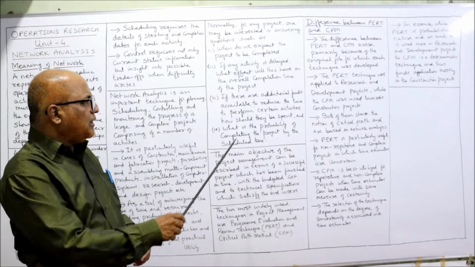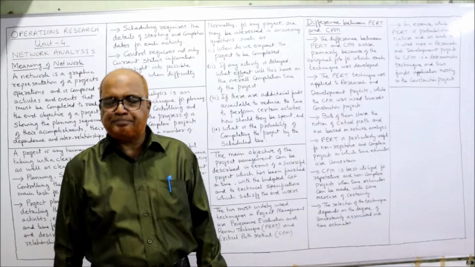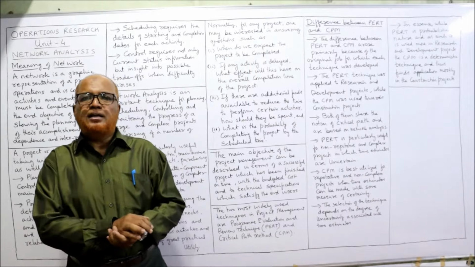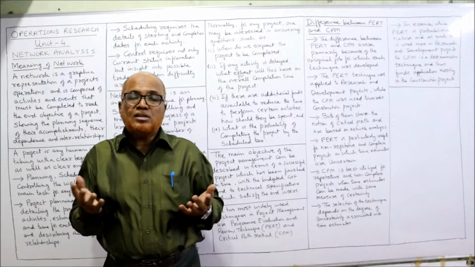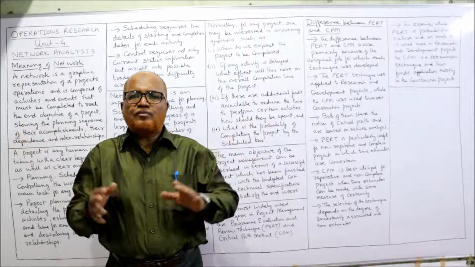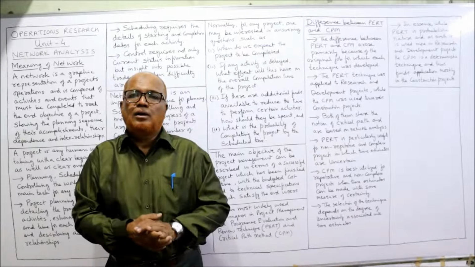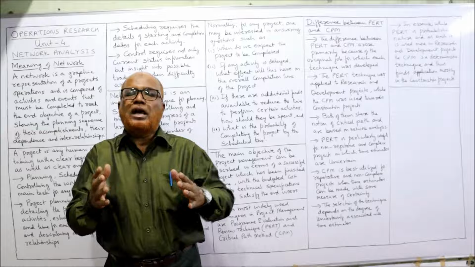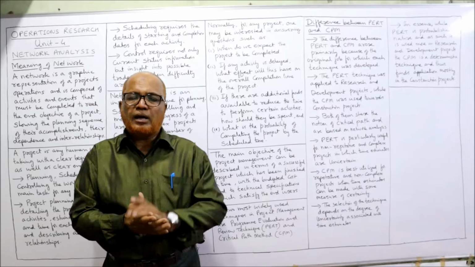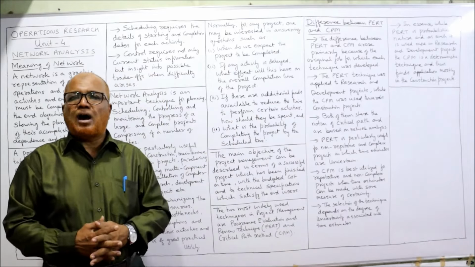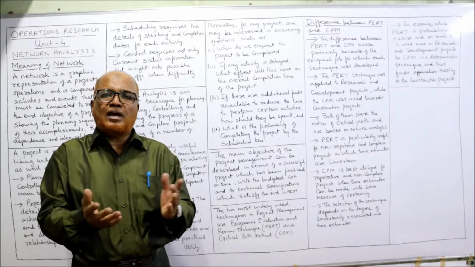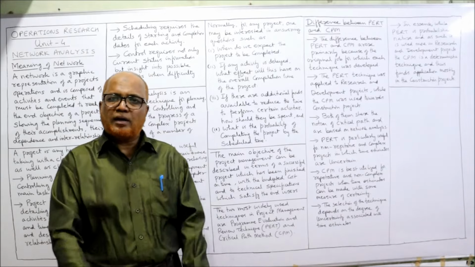Lastly, what is the probability of completing the project in the scheduled time? The project manager has scheduled that this project will be completed in 20 weeks. So what are the chances? We are estimating that in 20 weeks we can finish the project, but what is the probability? Is there a 90% or 95% probability that we can finish according to the scheduled time? So these are the questions normally asked for any project, and the answers can be obtained by applying network analysis.